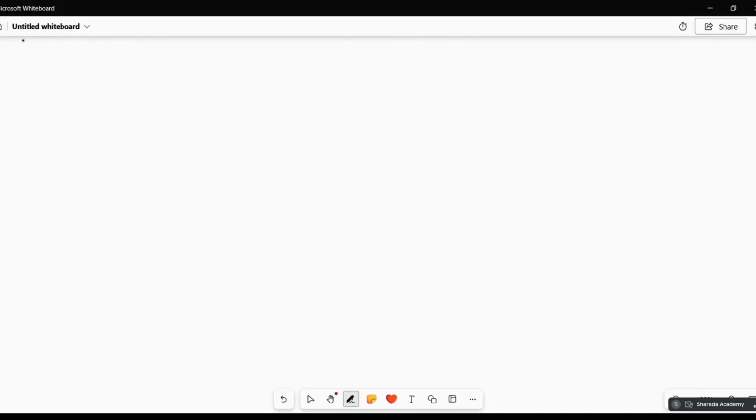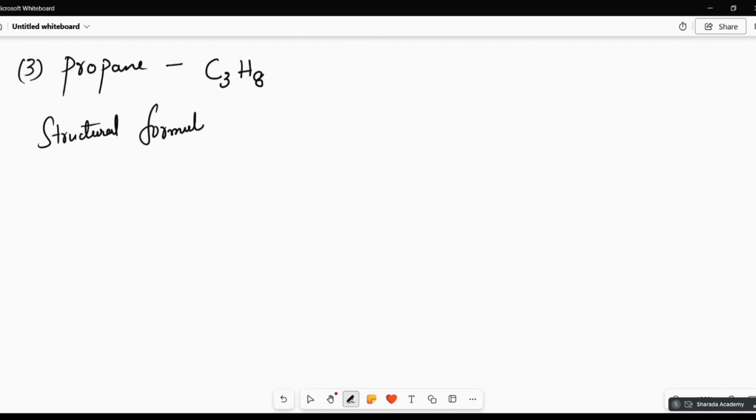Okay, write for this third one. Then we'll write for one with a double bond. Propane, C3H8. Write the structural formula, and once you write it, I will tell you the first thing: here we have only single bonds. Single bond means one pair of electrons shared between 2 elements.